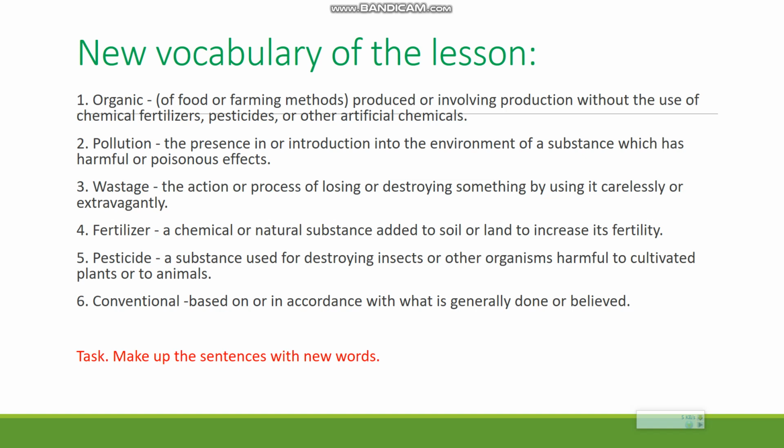The fifth one is pesticide. What does it mean? Pesticide is a substance used for destroying insects or other organisms harmful to cultivated plants or to animals. And the sixth one is conventional. What does it mean? Conventional, based on or in accordance with what is generally done or believed. Now I will give you a task. You should make up sentences with these new words.